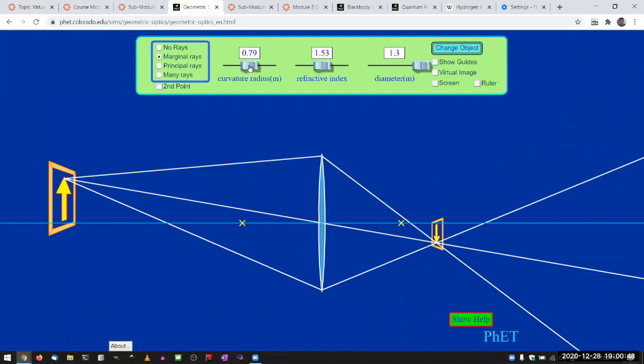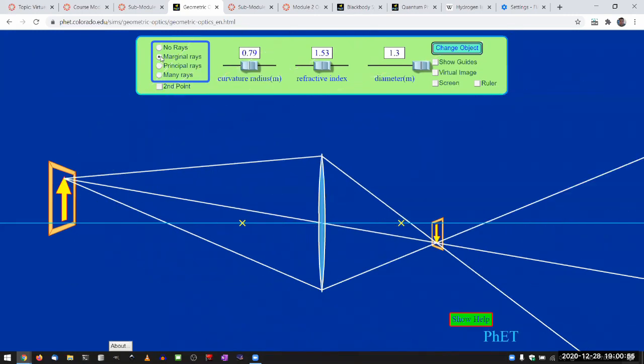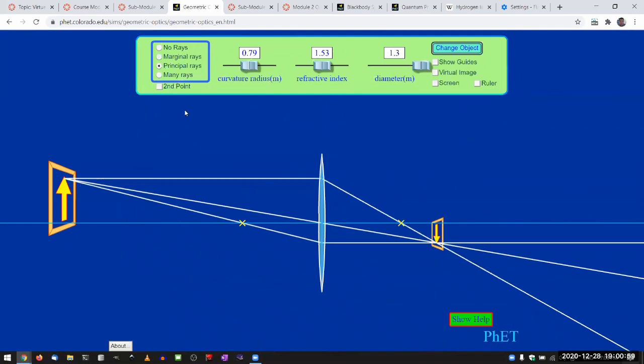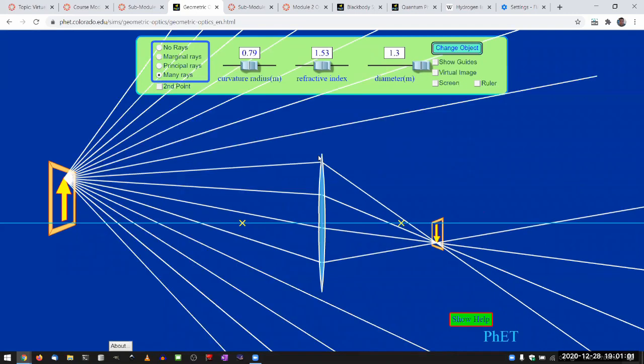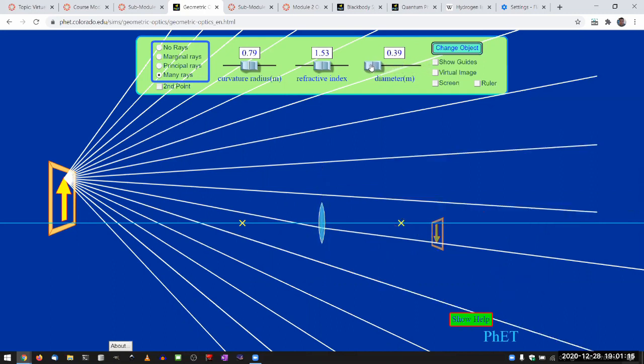It's easier to demonstrate this with many rays. Normally we only illustrate a few of the rays, enough to determine where the focus is. But the real physical picture is that there are many rays that go through this lens. When the lens is larger, it gathers more of this light to the same focus. When the lens is smaller, the focus is still the same. The only thing that changes is that it captures fewer of the light rays.